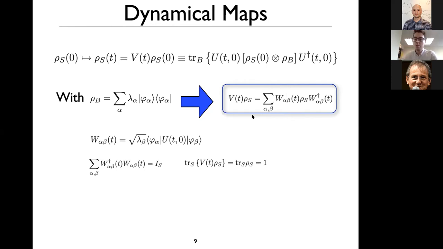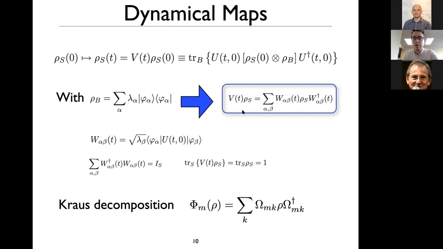A linear map which is completely positive and trace preserving basically guarantees that when we apply the dynamical map to any density matrix for S, it's guaranteed to always map this to another density matrix of S at some later time. In other words, the time evolution described by this linear map preserves the positivity and trace one property of our density matrix. This is captured by this formula.